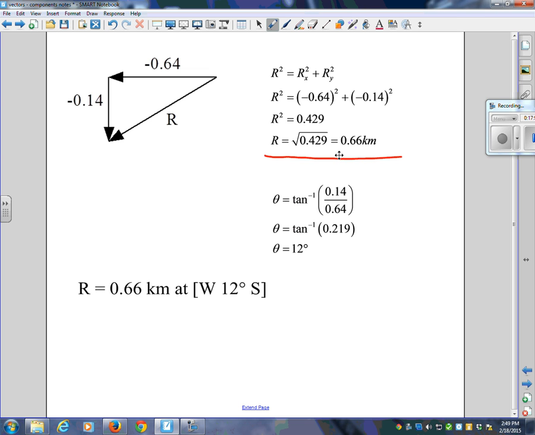Do your basic grade 9 inverse tan: 12 degrees, west 12 south. I'll let you copy that down and then I'll go through it step by step.